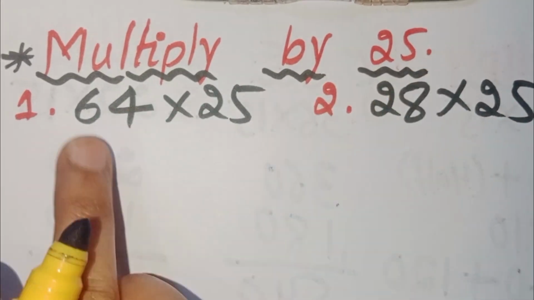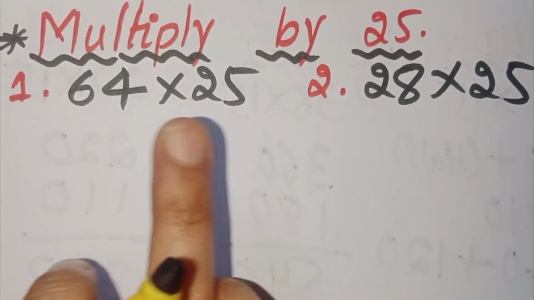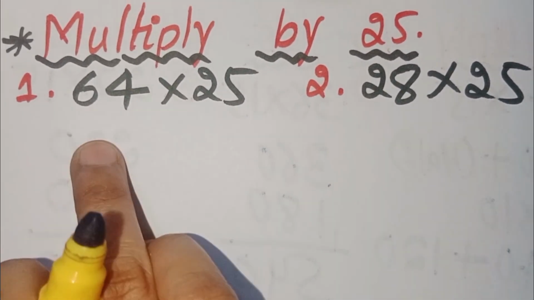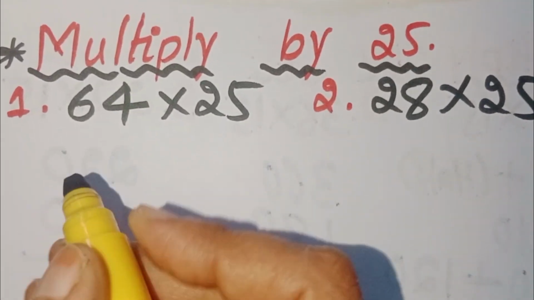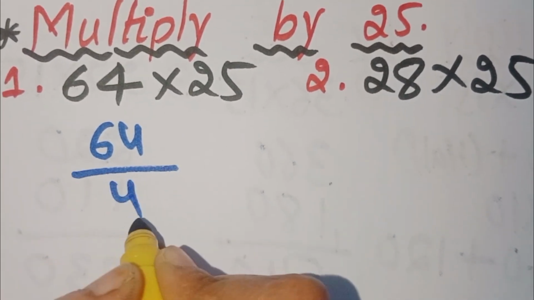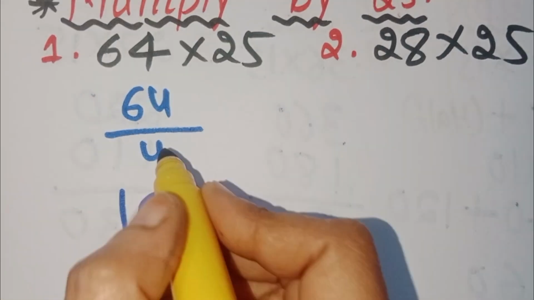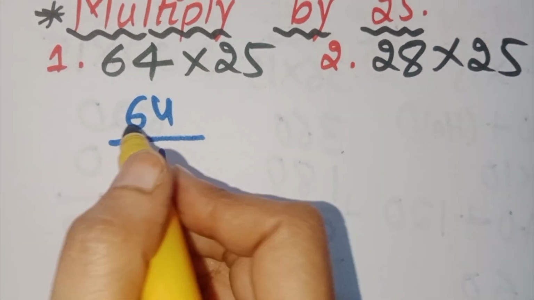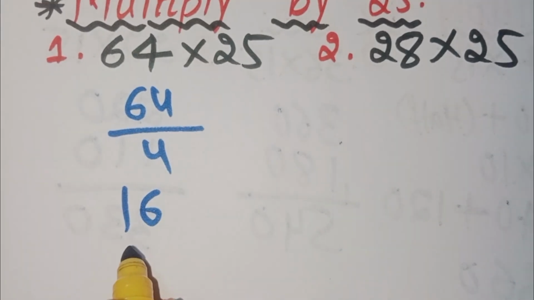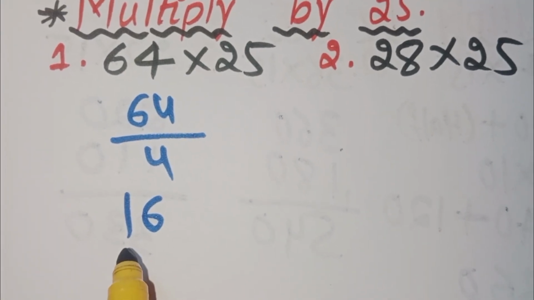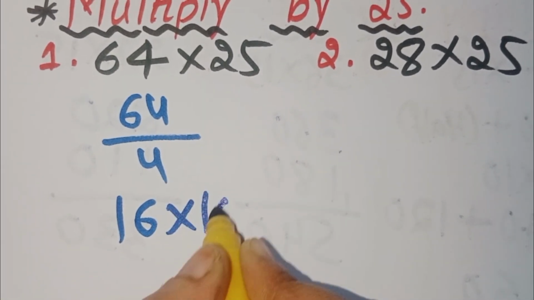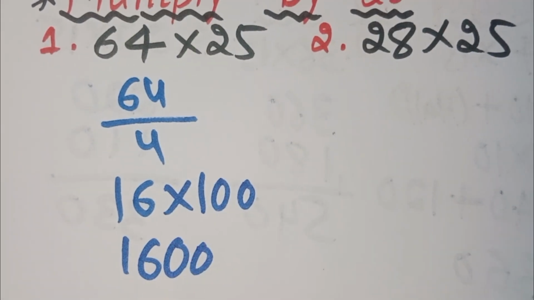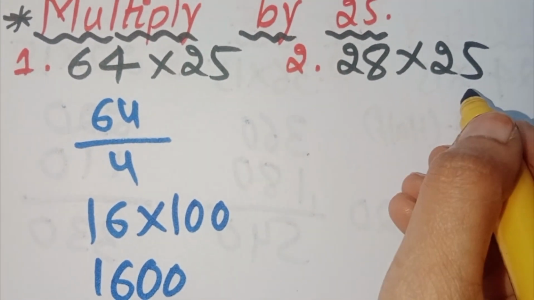Multiply by 25. 64 into 25. First, divide the number by 4 and multiply by 100. 64 divided by 4. 4 ones are 4, 4 4s are 16. 16. Now, multiply by 100. 1600 is the answer.